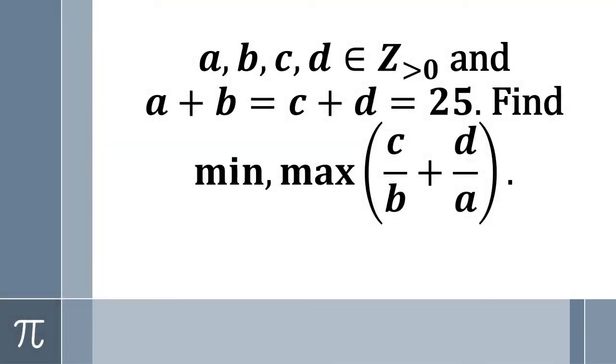Hello everyone. In today's video, I'm going to find out the minimum and maximum value of one fractional expression with multiple variables. Here comes the question. A, B, C, D are four positive integers. A plus B equals C plus D equals 25. Find the min and max value of C over B plus D over A.